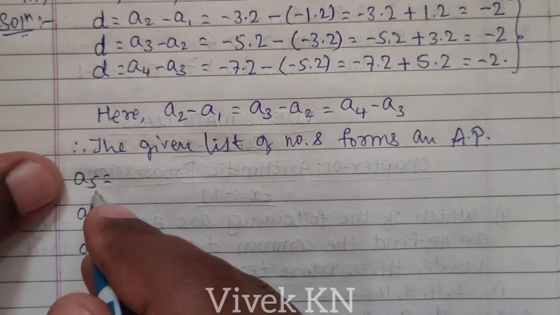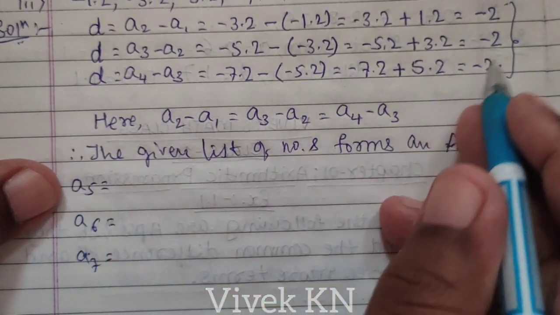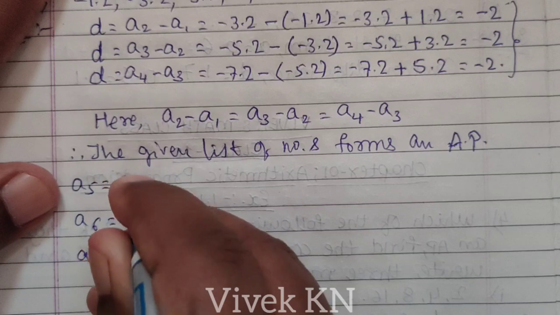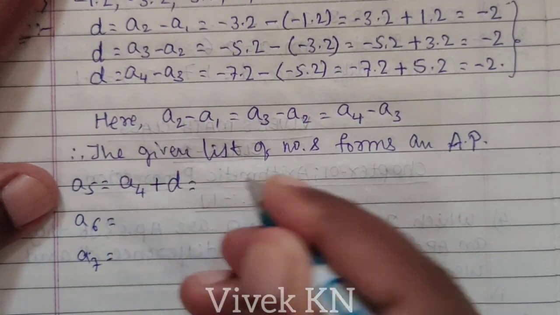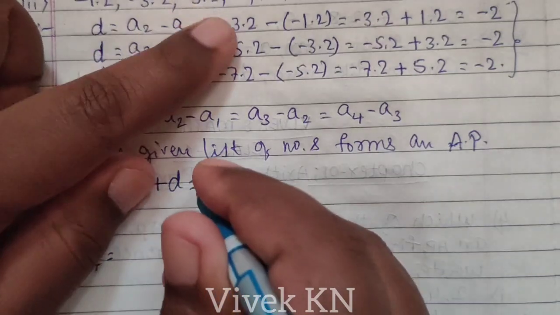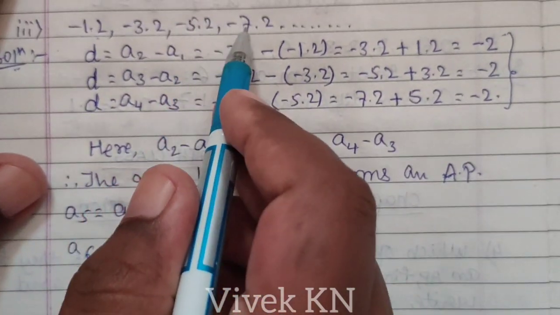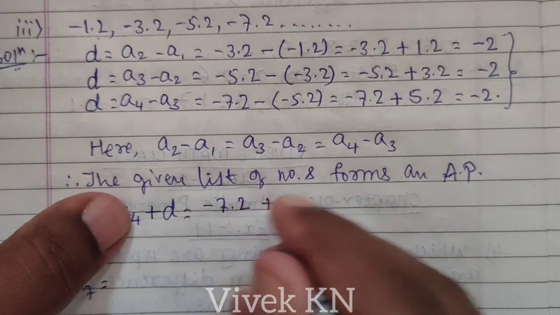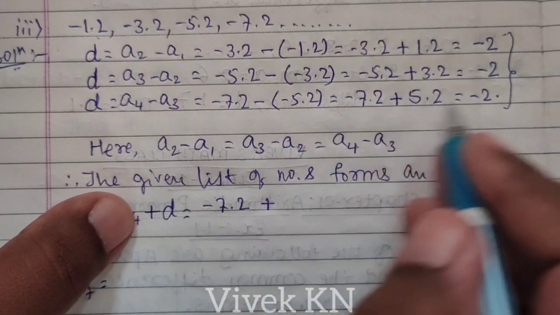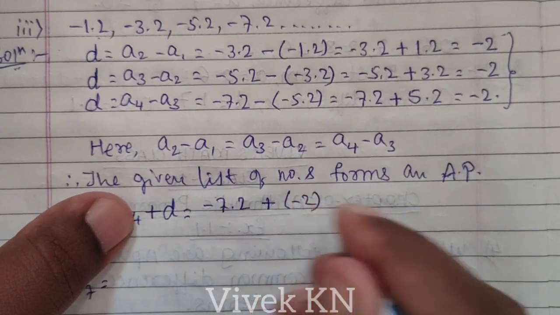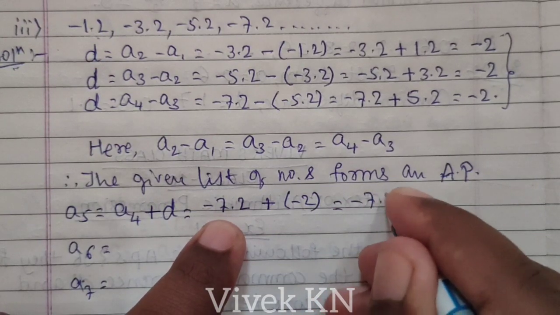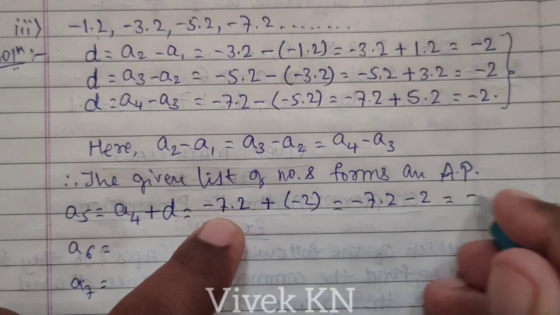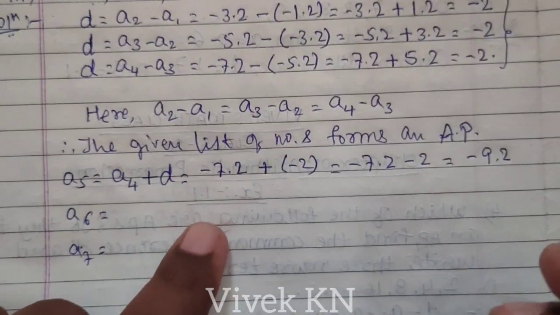To find the fifth term, we have to add the common difference to the fourth term. A5 is nothing but A4 plus D. What is the value of A4? A1, A2, A3, A4. The A4 value is minus 7.2 plus, what is the value of D? Minus 2. That is minus 7.2 plus (minus 2). Adding these two terms we get minus 9.2 as the answer.